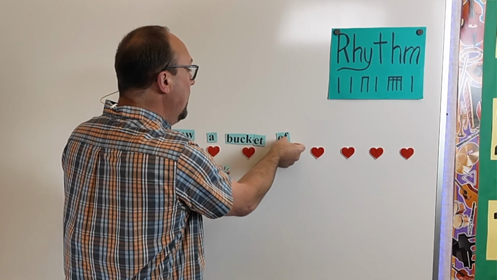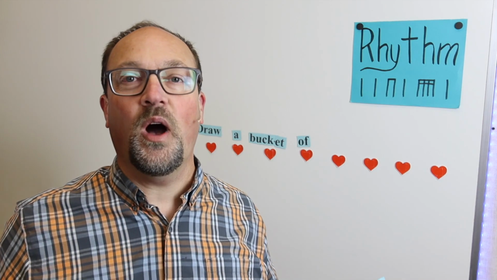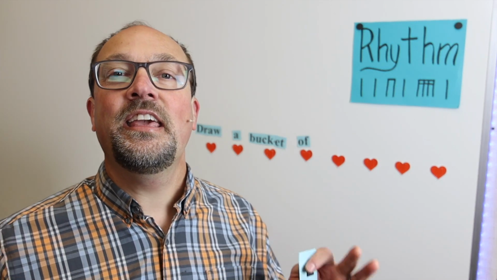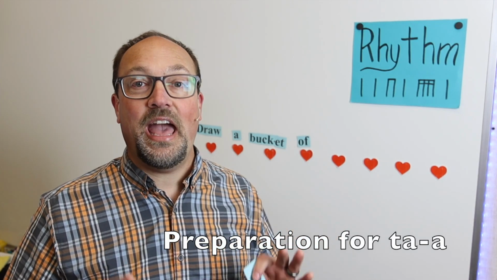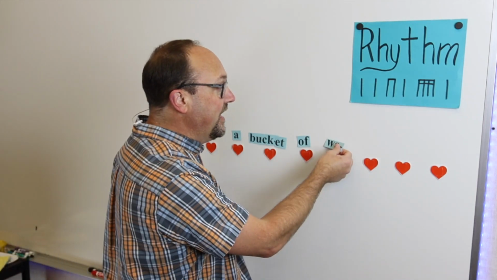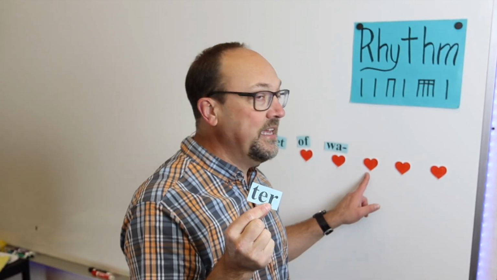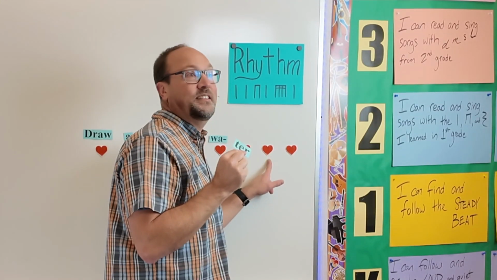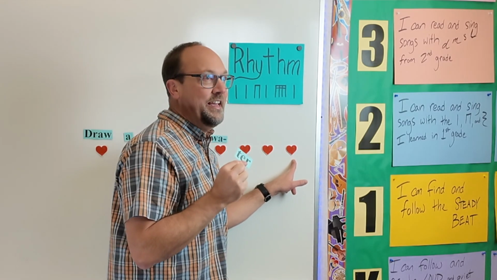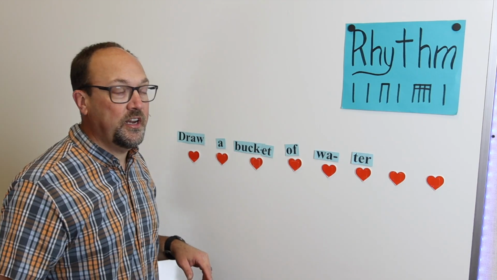Bucket of water. And here's where it starts to get interesting. This is why we're using this song. It is a preparation for a half note, ta. So when you hand someone wa, that's the easy part because it's on this beat. This is the challenging syllable. They need to figure out where this goes. Does it go on beat 6? Does it go on beat 7? Or does it go on beat 8? So they come up, and let's say they put it on here. That's probably where they're going to put it.